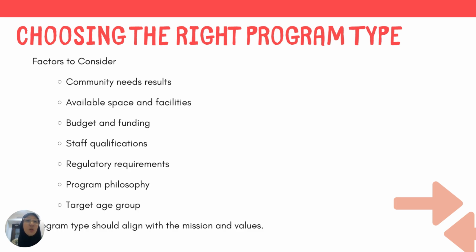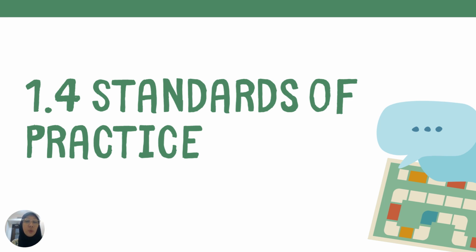Staff qualification, regulatory requirement, program philosophy, target age group, and so on. So in order for you to choose the right type of program to develop, you can look at all of these factors before you conclude the program type that you want to develop. However, key program type must always align with the mission and values of your program. Okay. Now moving on to the standards of practice.